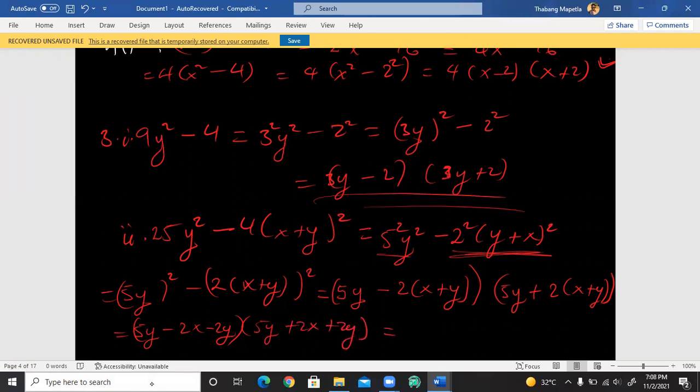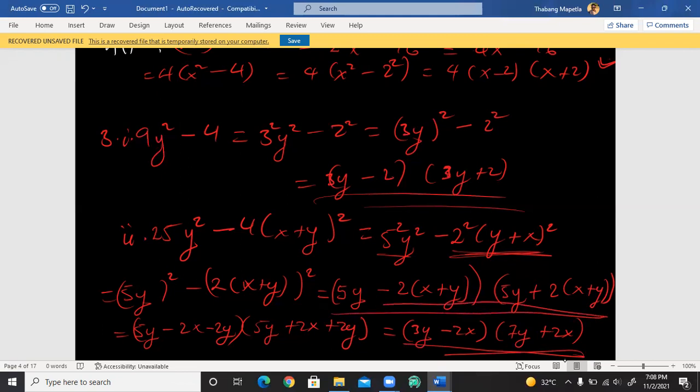Simplifying those, 2y and 5y simplify to 3y. So you're going to have 3y minus 2x. The other bracket is going to be 7y plus 2x. Anyway, this will be your answer. Or even if you stop here, it's fine because you have factorized, you have done your goal. What I'm doing to simplify, you were not asked to do, unless they say factorize and simplify. But this should be enough.